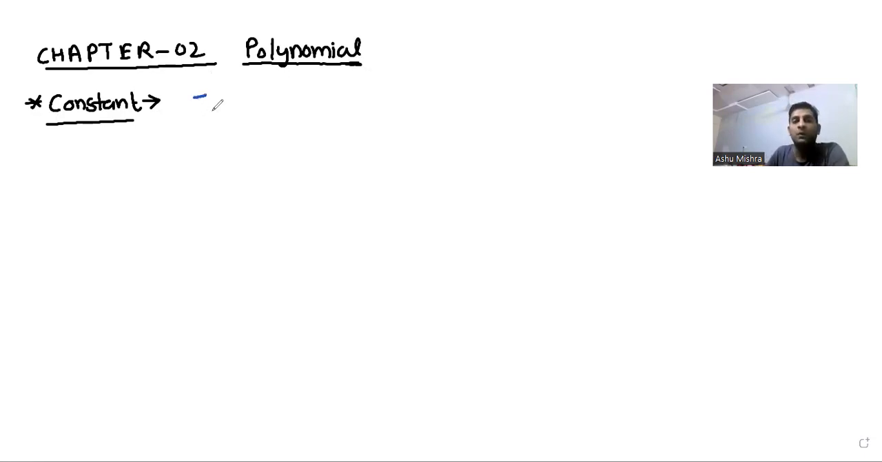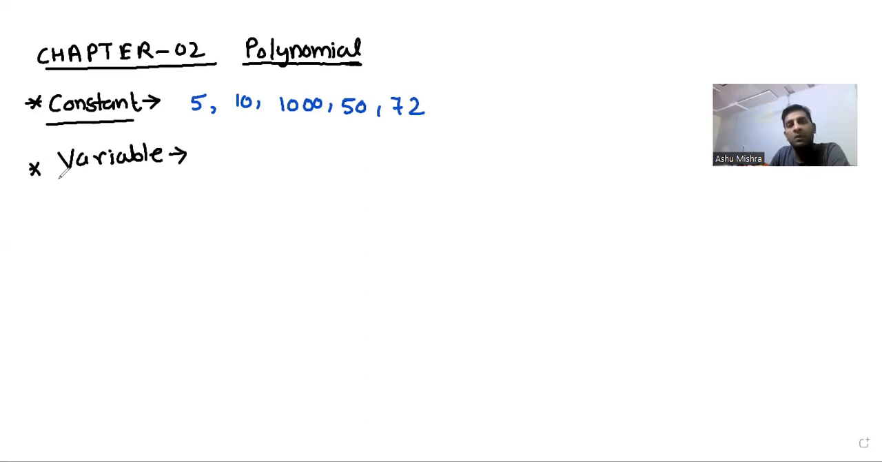Suppose 5, 10, 1000, 50, 72, they all are what? Constant. The second term is variable. Variable means a numerical value that can change according to condition or situation.